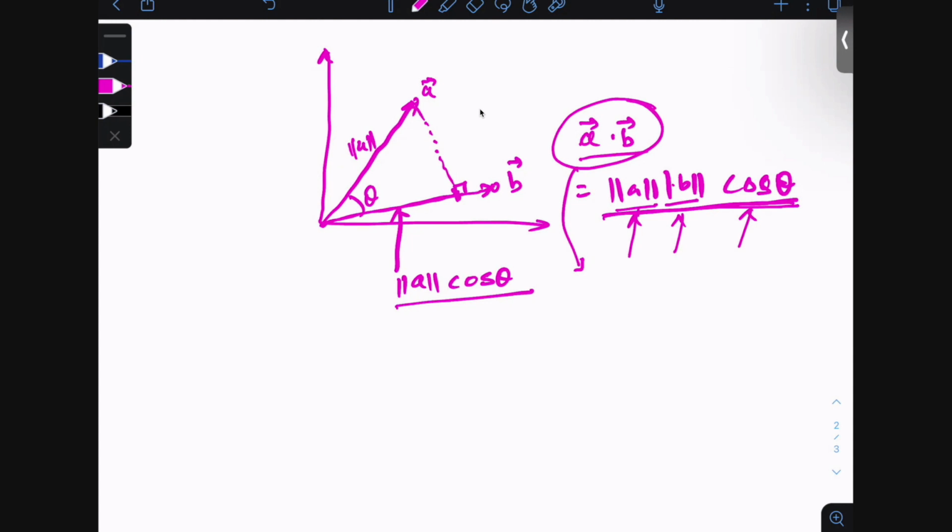This cos theta will determine how similar they are. And how is it determining that? If the two vectors are going in the same direction, cos 0 will be 1, right? So they are most similar. That means they are going in the same direction. But if they are in the opposite direction or perpendicular, this particular scalar quantity will become smaller and smaller.